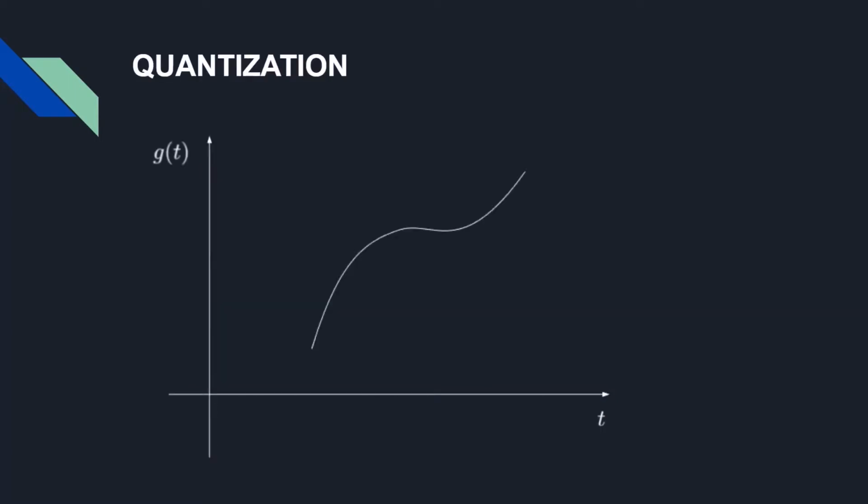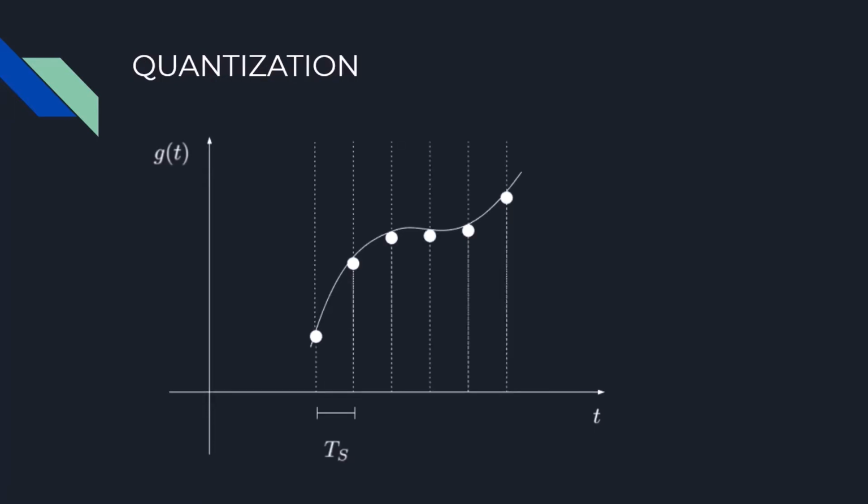Now let's do the quantization. First of all, we will take the analog signal g(t). Now, before we proceed with quantizing the amplitude of this given signal, we would first sample the time axis uniformly with a sampling interval of Ts so as to avoid any irregularities on the time axis while quantizing.